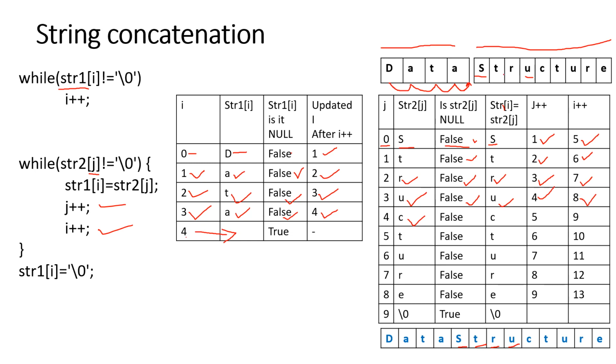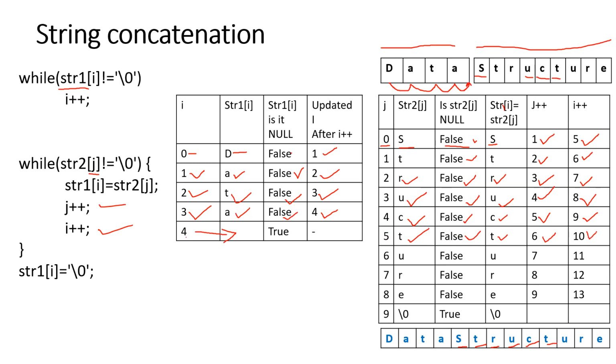Fourth character: 0, 1, 2, 3, 4. C, which is not null. Copy that here. Increase I and J. J value is 5, I value is 9. Go to the next index. J equal to 5. Character is t, which is not null. Copy that t here. Increase value of J to 6.